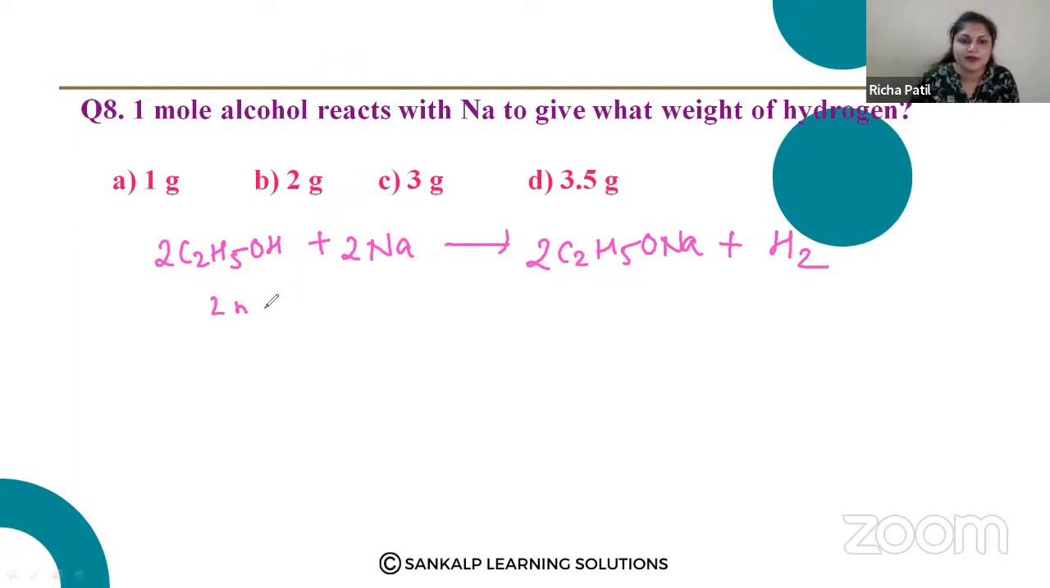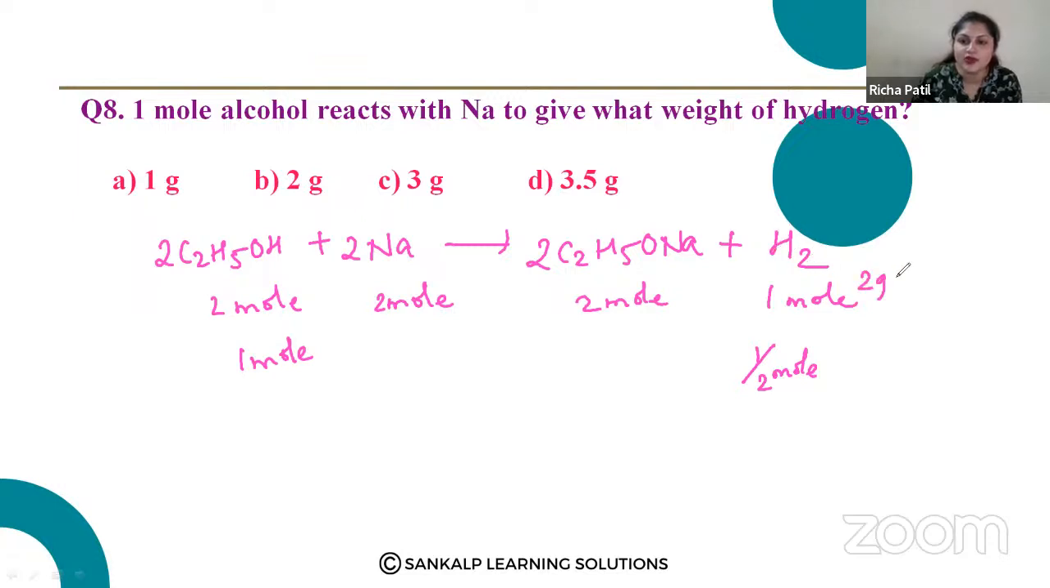So this is 2 mole, this is 2 mole, this is 2 mole, and this is 1 mole. So what they've asked: 1 mole of alcohol reacts with Na to give what weight of hydrogen? This is a general equation. Now if you take 1 mole of alcohol, then how much will it be? For 2 it is 1, so for 1 it will be half mole. 1 mole is equal to how many grams? There are 2 hydrogens, which means it is 2 grams. Half mole means it is 1 gram. Right. So it is A. A is the correct answer.